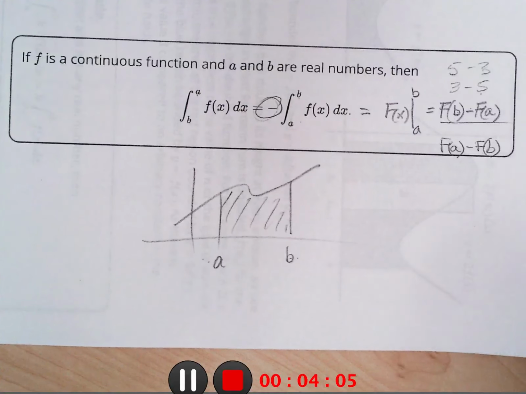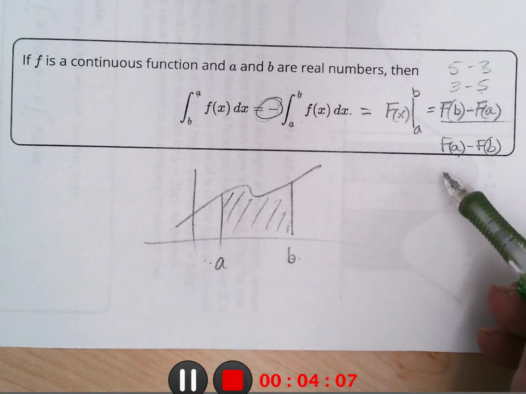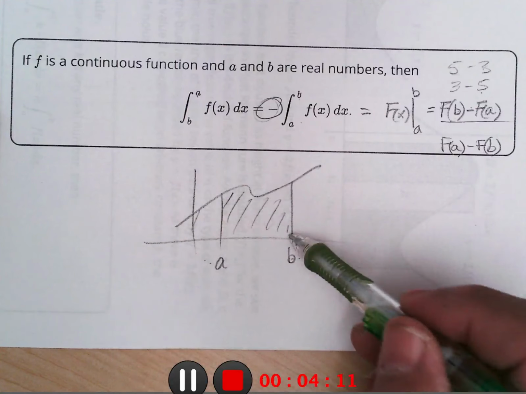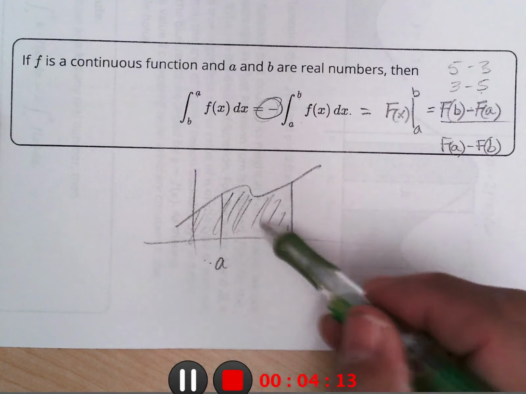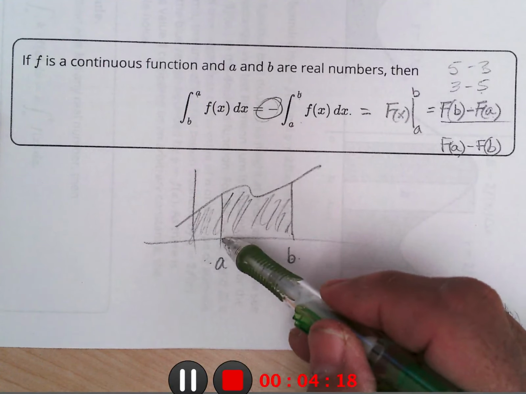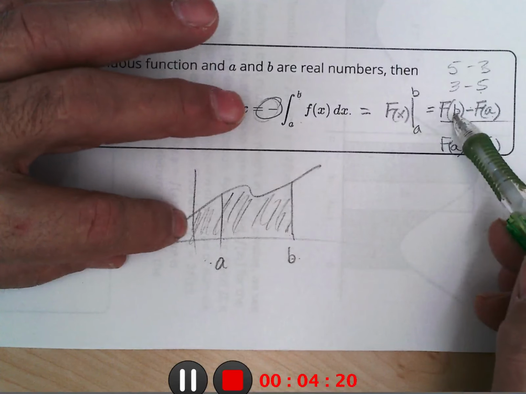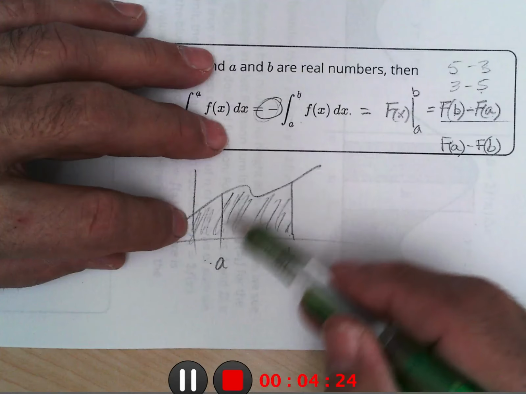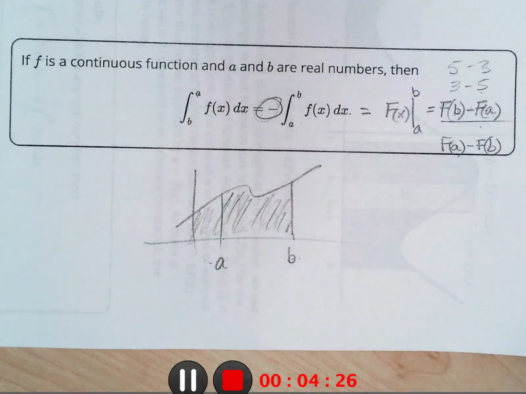Another thing you might note on this is f of B really is the area from 0 to B, and f of A is the area from 0 to A. And so the area from 0 to B minus the area from 0 to A is the area from A to B. Okay, next thing.